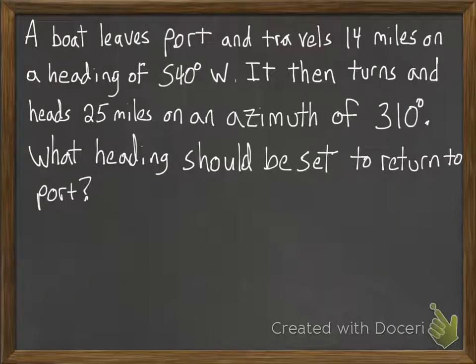Okay, in this problem, we have a boat that leaves port, travels 14 miles, heading south 40 degrees west, then makes a turn, heads another 25 miles. This time, instead of giving us a bearing or a heading, we're given an azimuth, 310 degrees. We'd like to figure out what heading should be set to return to port.